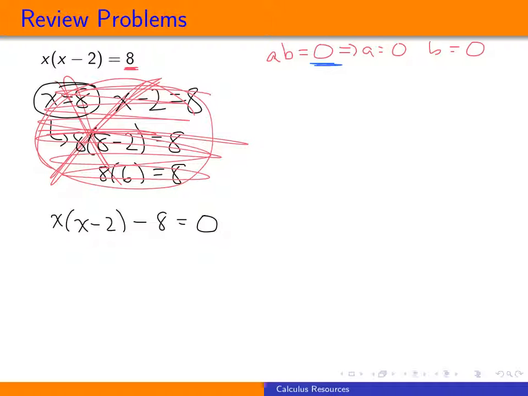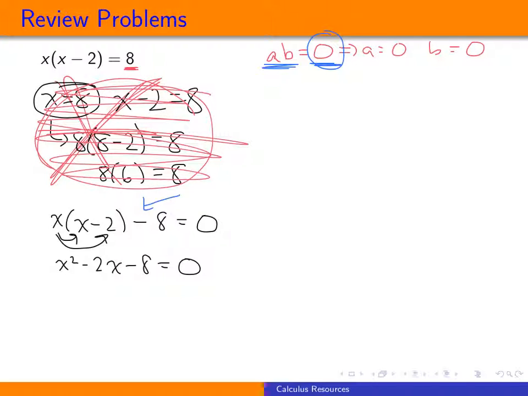We have a 0. Now, what I want to do on the left-hand side is make sure that I have a product there set equal to 0. However, that minus sign right there in front of the 8 tells us that that left-hand side is not a product. So we'll continue simplifying this by first distributing that x. So I get x squared minus 2x minus 8 is equal to 0. Now I have a quadratic expression equal to 0.